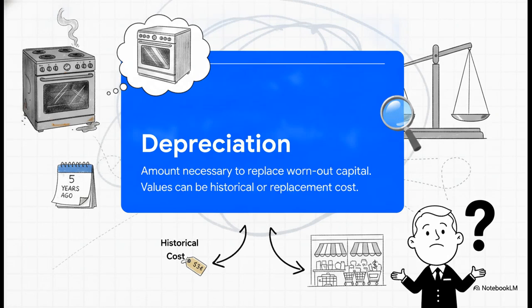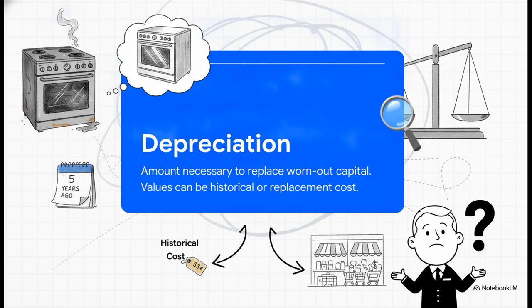And then we look over at the family oven. It's been heavily used, it's wearing out. In macroeconomics, we call this capital consumption or depreciation. We have to deduct this wear and tear to get an accurate net value of our economy. But economists struggle with exactly how to calculate this. Do we use the historical cost, which is the original price the family paid for the oven 5 years ago? Or do we use the replacement cost, meaning what it would cost at current market prices to buy a new one today?